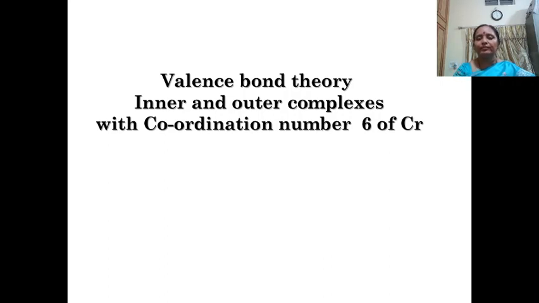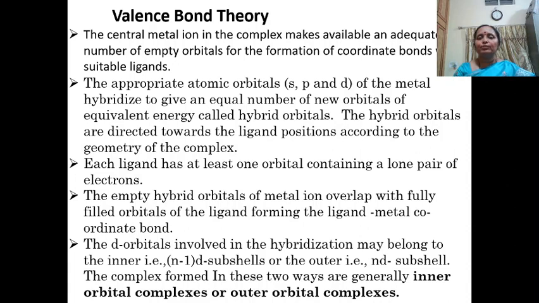of chromium atom. Coming to the valence bond theory, the central metal ion in the complex makes available an adequate number of empty orbitals for the formation of coordinate bonds with the suitable ligands. The appropriate atomic orbitals, that is s, p and d of the metal, hybridize to give an equal number of new orbitals of equivalent energy called hybrid orbitals. The hybrid orbitals are directed towards the ligand position according to the geometry of the complex.